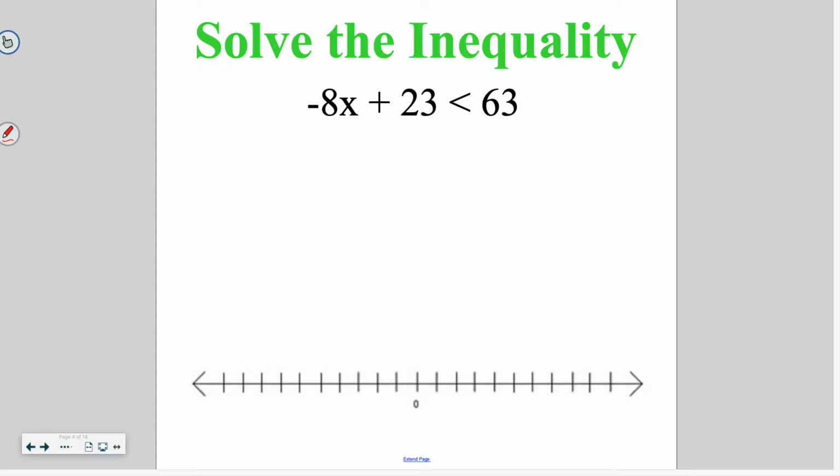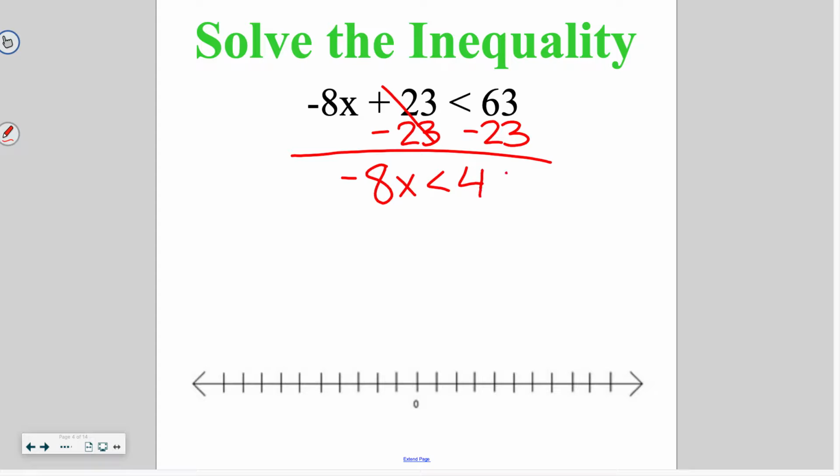When you are solving inequalities, you are following the same rules as solving an equation. So we are still using SAD-MEP, aka PEMDAS backwards. So we're looking to get rid of any addition or subtraction first. So in this problem, we have plus 23, so I'm going to go ahead and subtract that 23 from both sides to get it to cancel out. So I'm left with negative 8x is less than 40. So again, just like equations, we're using SAD-MEP to solve.